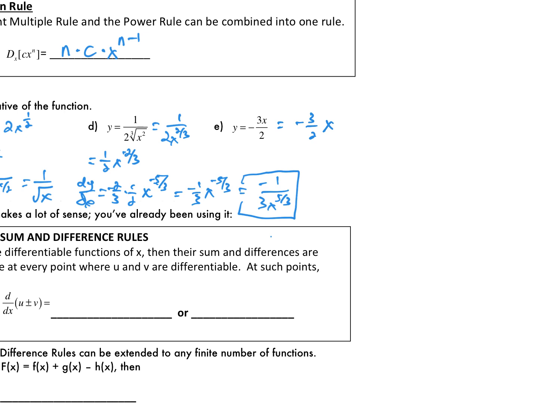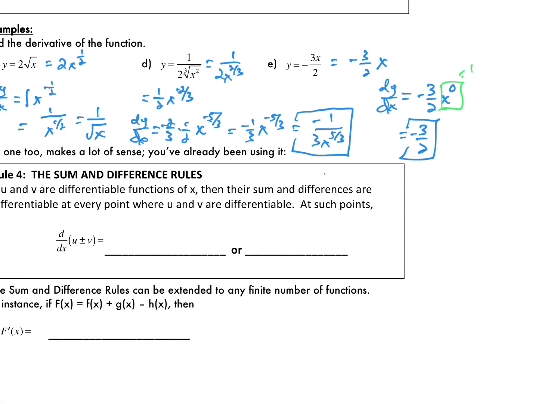And then when I go to find dy over dx, well, the power on this guy is just 1, so we're going to multiply it by the negative 3/2. We're going to drop the power down to 0, but once again, anything that is raised to the 0 power is equal to 1. So we really don't need to write it there. The derivative of that one is just negative 3/2. Okay, pretty easy to handle. Nothing too serious here so far.